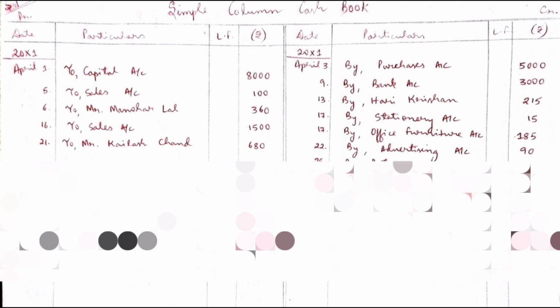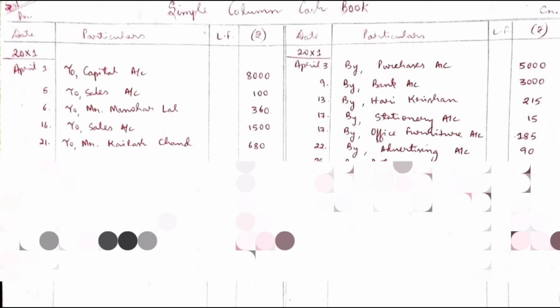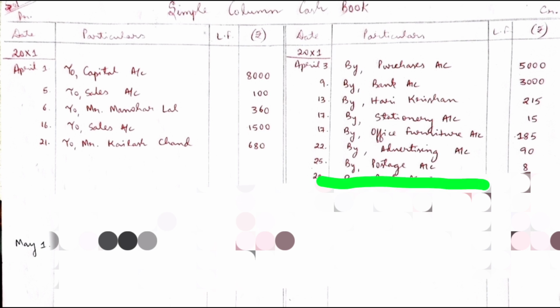Again, the next business transaction is on 25th April. Purchased postage stamps, which is for 8 rupees. So money is going out. When we make purchases, when we buy something, what do we have to do? We have to pay money, yes or no? So April 25, we will write by postage account, amount in the amount column, rupees 8.